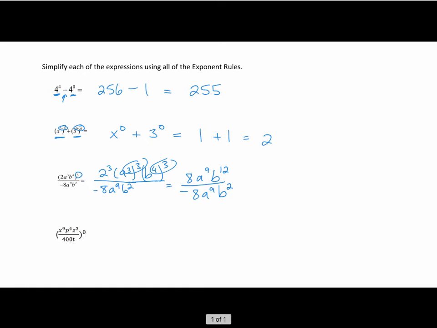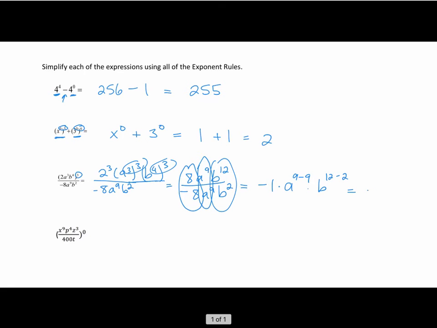Okay. So now I can look at the quotient for the numerical factors. If you do 8 divided by negative 8, that's negative 1, times the base a factor. A to the 9 divided by a to the 9. So that's a quotient rule. I'll subtract the exponents. And base b is another quotient, so I'll subtract the exponents.